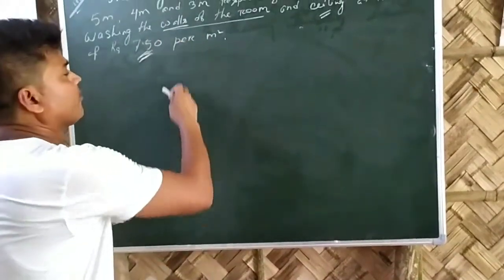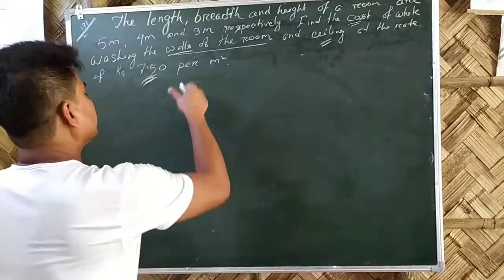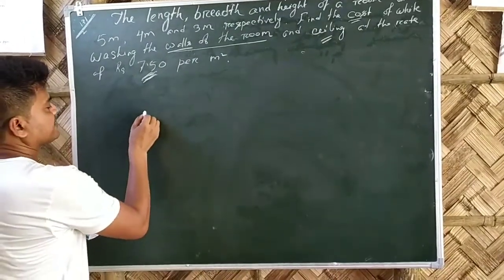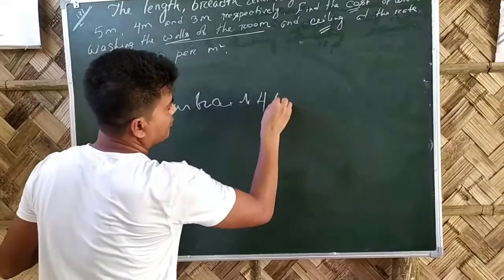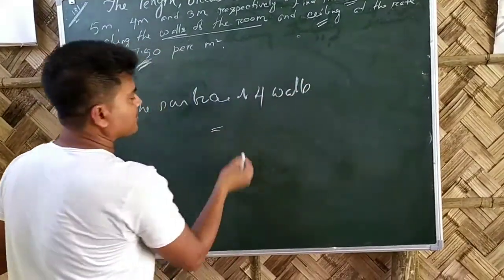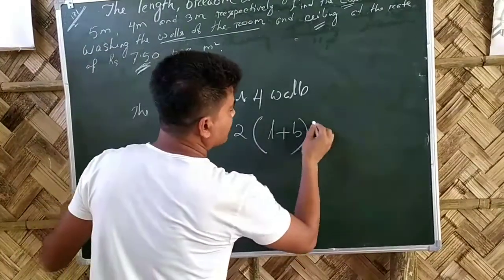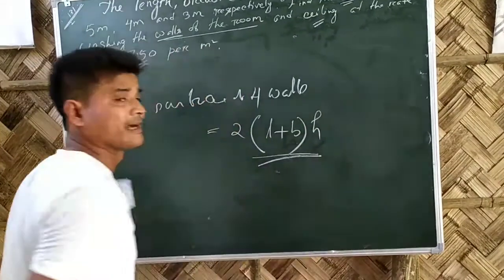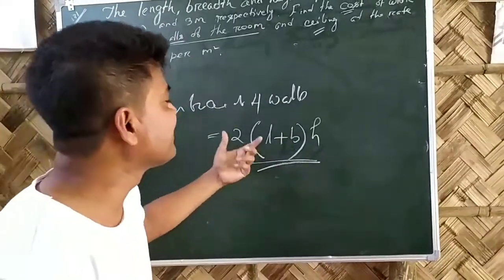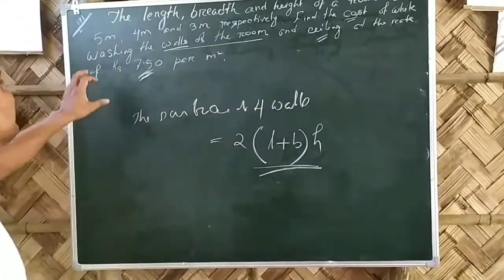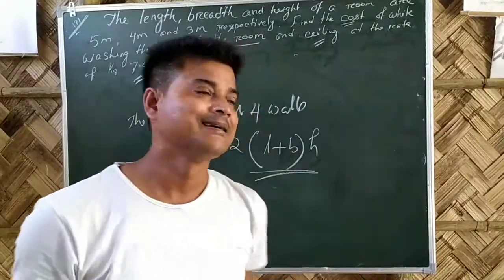So for the 4 walls we can calculate by using one formula, that is the surface area of 4 walls. The general common formula is 2 into (L plus B) into H. This is the common formula. We can calculate the surface area of the 4 walls by using this formula. And then what should we do? Another part is remaining, that is the ceiling. We need another area, that is the ceiling.